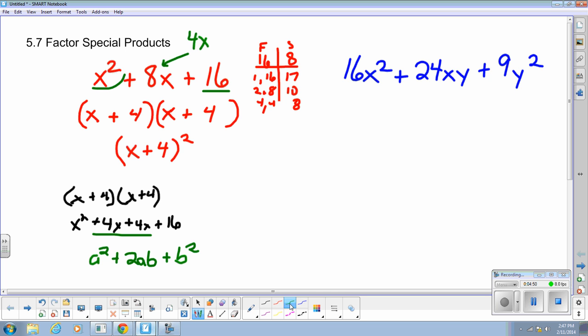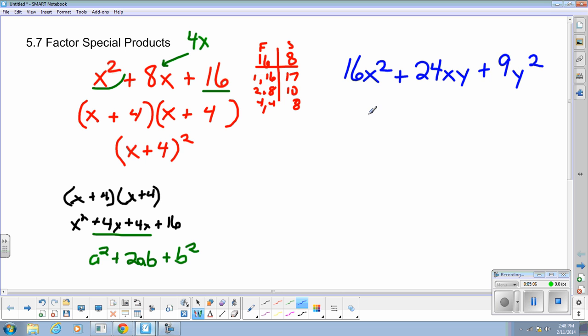So let's look at the one in blue. Do I have a perfect square here? 16x squared. Yes, 16 is a perfect square, and x squared is a perfect square. Look at the outside over here: 9 is a perfect square, and y squared is a perfect square. Now I have a 24xy in the middle.